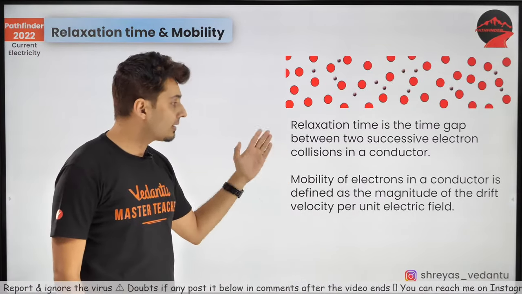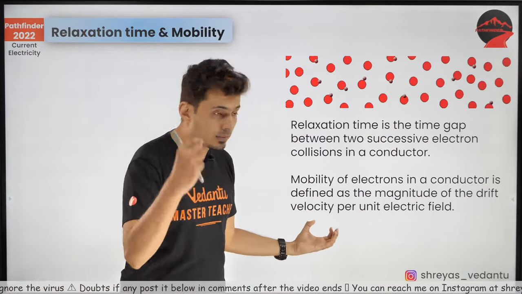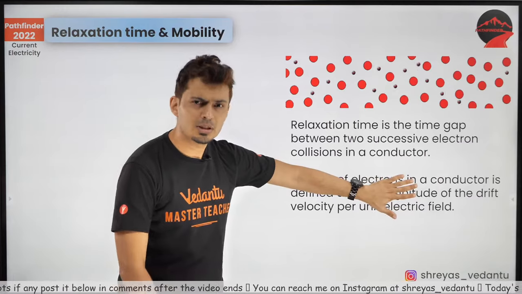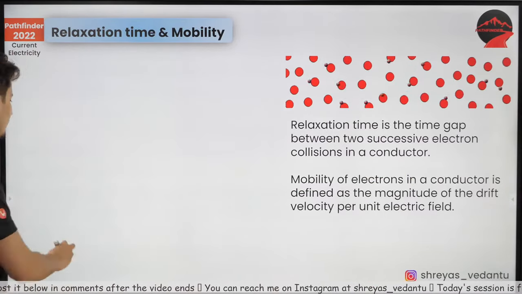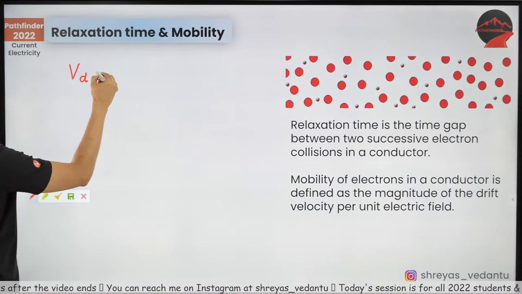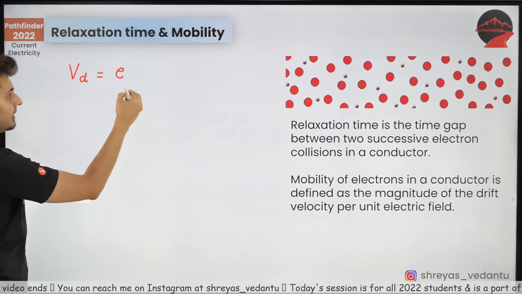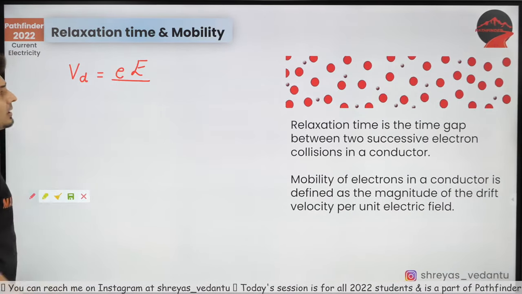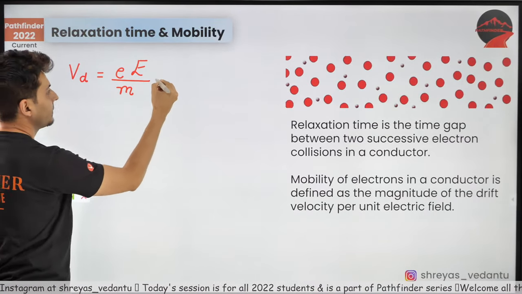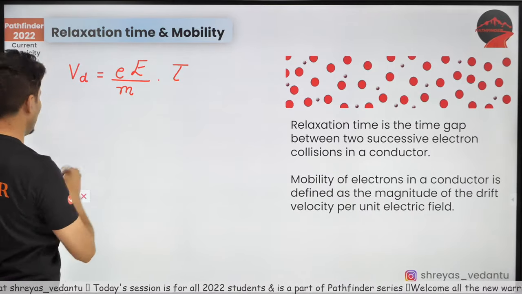And the next definition, mobility, you will see why it is defined like that. Mobility is nothing but the ratio of the drift velocity upon the electric field. Don't worry about this now. Just forget it. It's okay. Just observe this. First of all, remember this. Drift velocity is field into charge, divided by the mass of the electron into this tau.